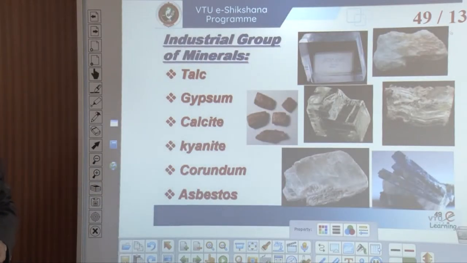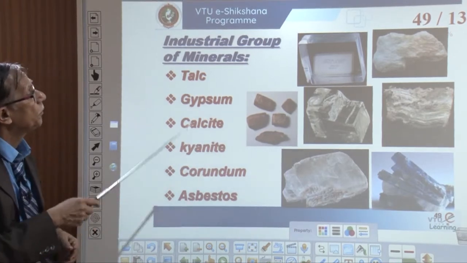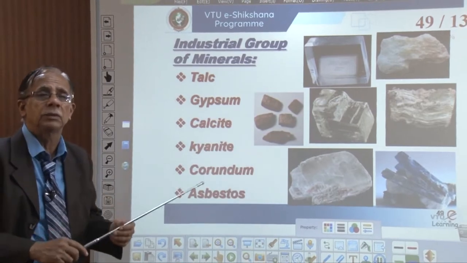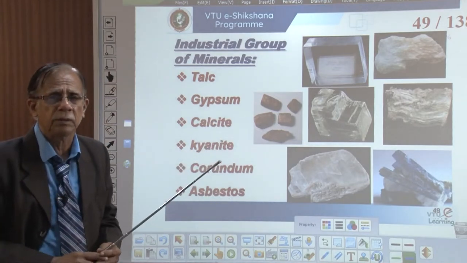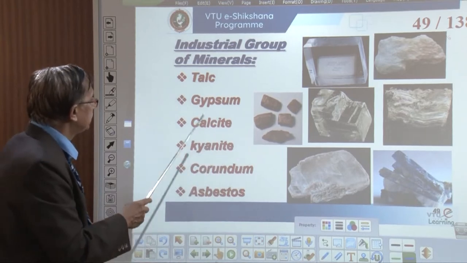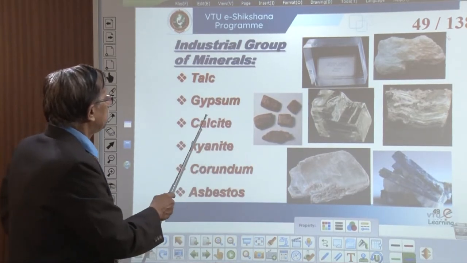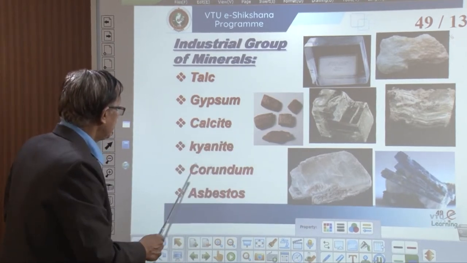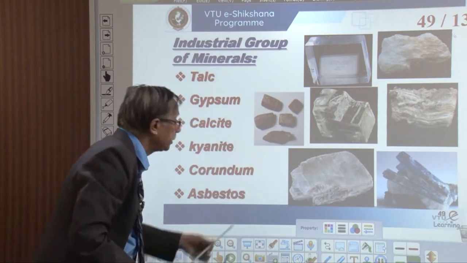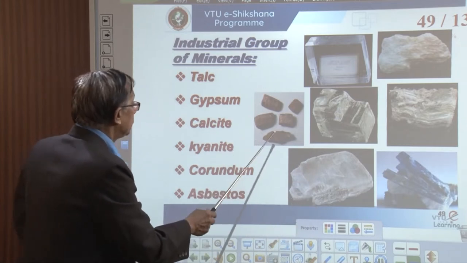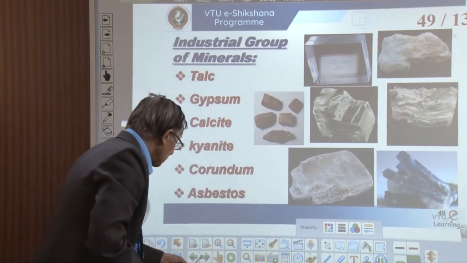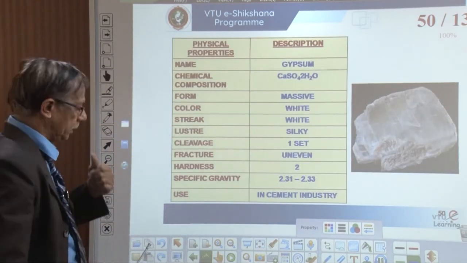So now we move on to industrially important minerals. We call them the industrial group of minerals, meaning these are frequently and widely used in several industries. As I have just said, these are not the only industrially important raw materials. There are n number, but we will study some of the minerals: talc, gypsum, calcite, kyanite, corundum, asbestos. Here I have given pictures, for example kyanite, calcite, and corundum. These are common minerals, and we use them in industry.